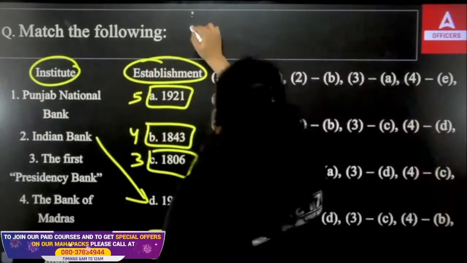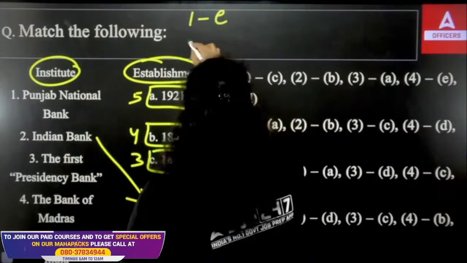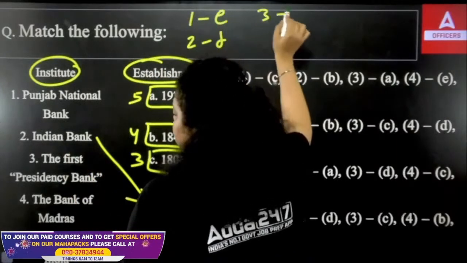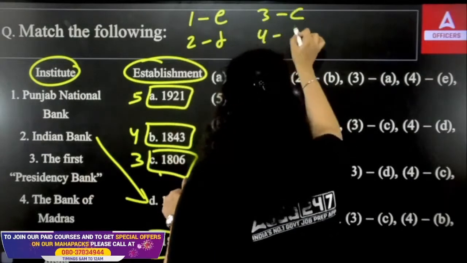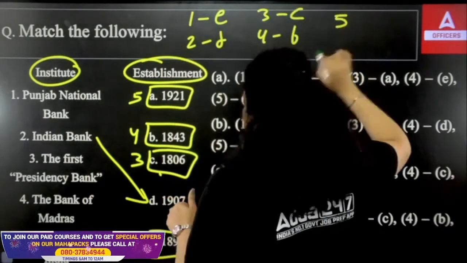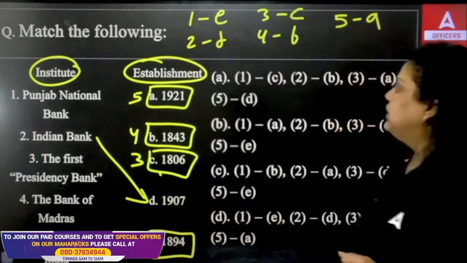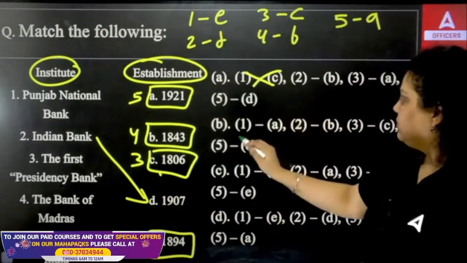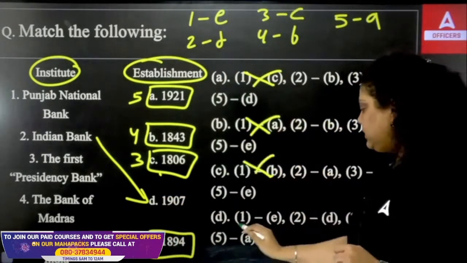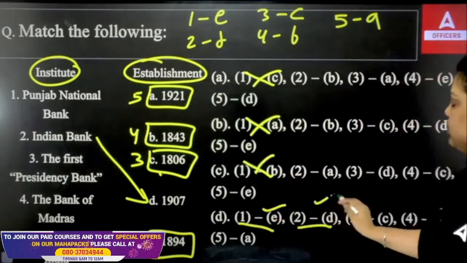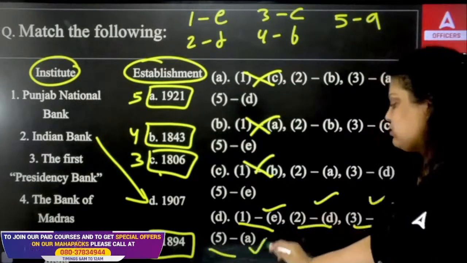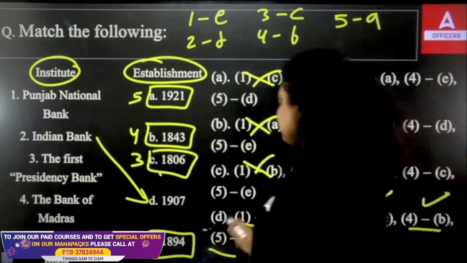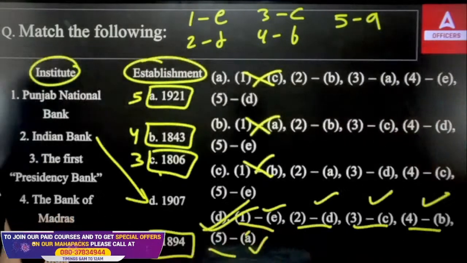So the first is E, the second is D, the third is C, the fourth is B, and the fifth one is A. So first is E, this is true. Second is D, this is true. Third is C, this is true. Fourth is B, this is true. And fifth is A, this is also true. It means the right answer will be D option. The right answer is D option.